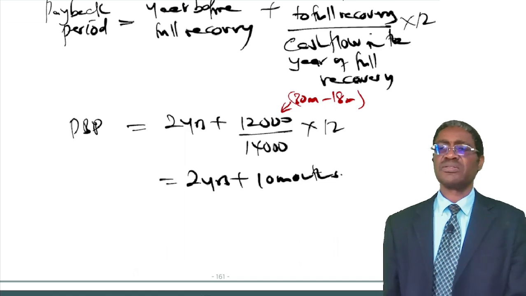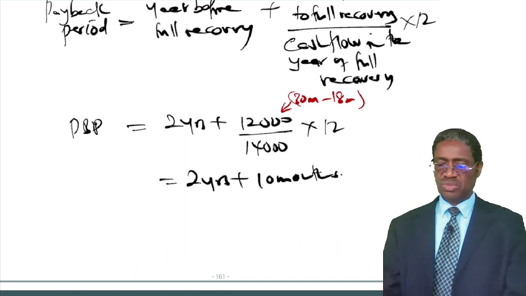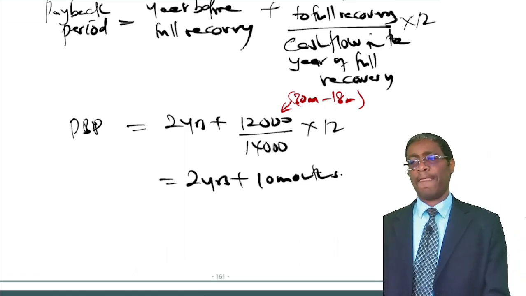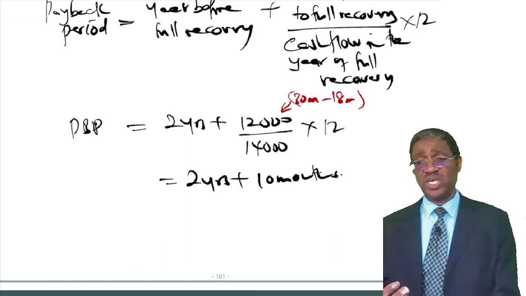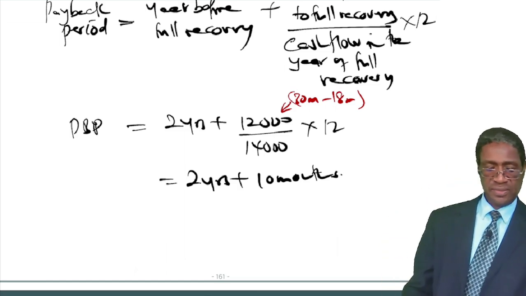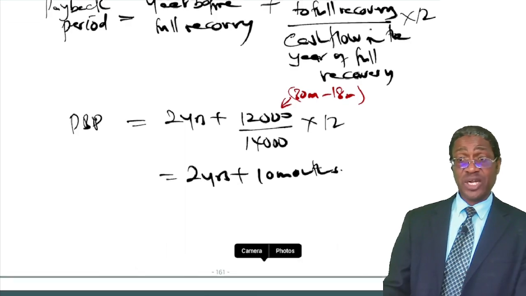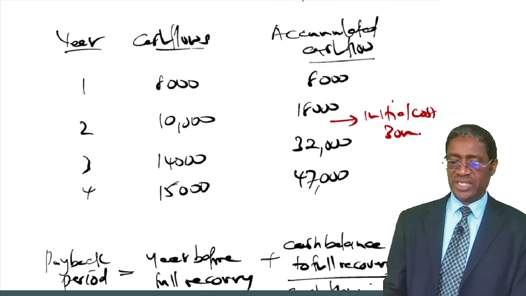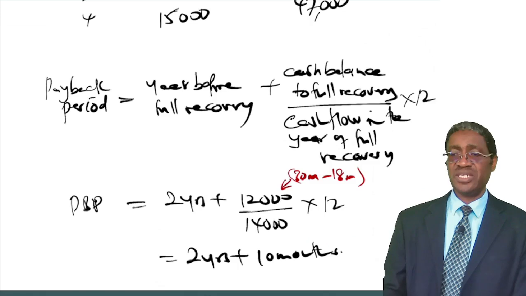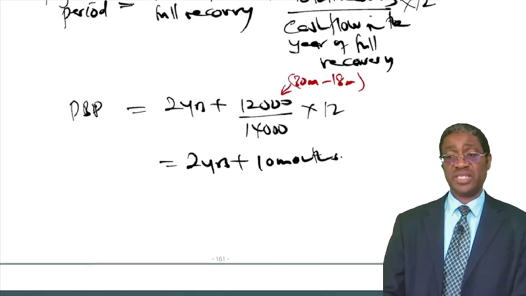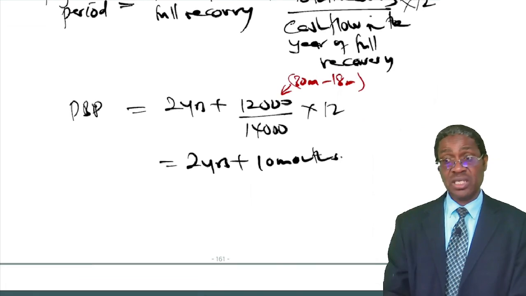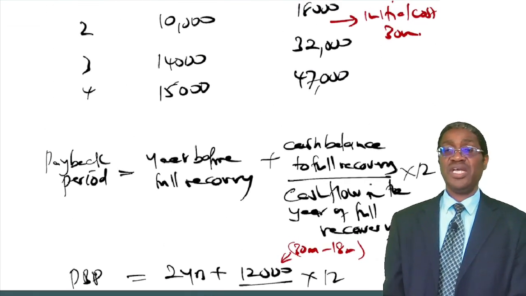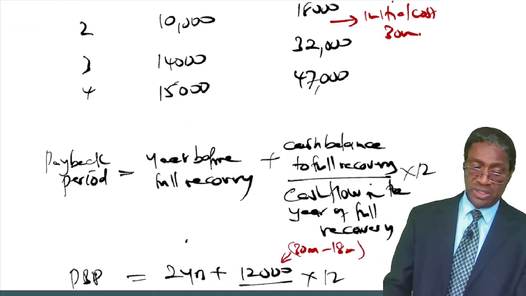Or you can even put it 10.2 months. But let's just put it 10 months. Okay? So it will take you 2 years and 10 months. Are you there? I have explained the logic. Maybe if you think you'll forget again how we are getting that logic, I said this: in the third year, you are recovering how much? You are recovering 14. Are you seeing it? In the third year, you are recovering 14.